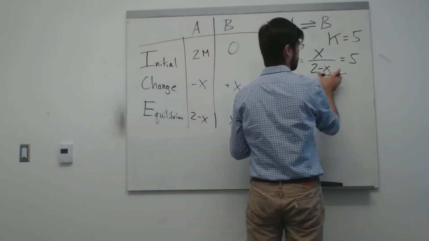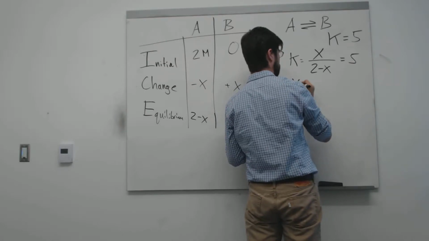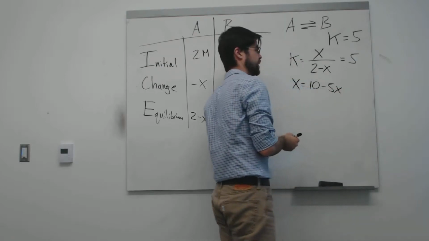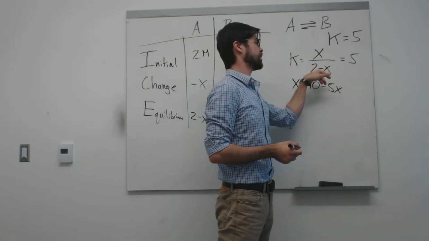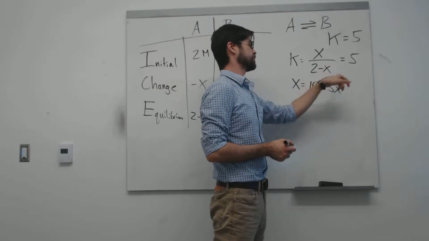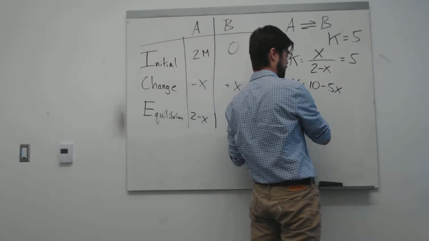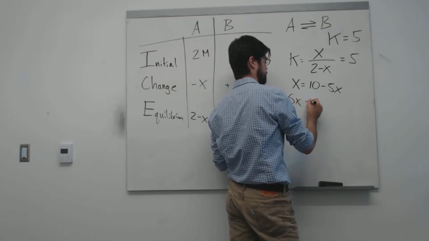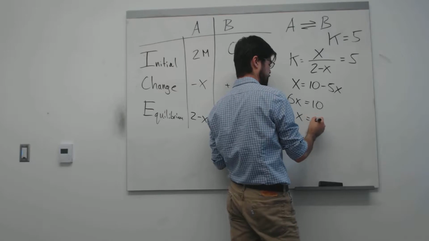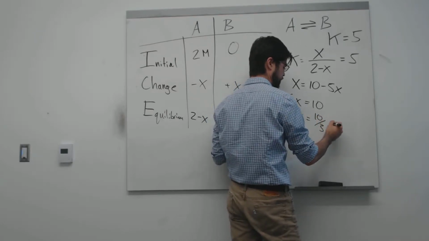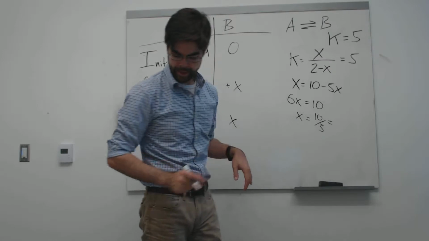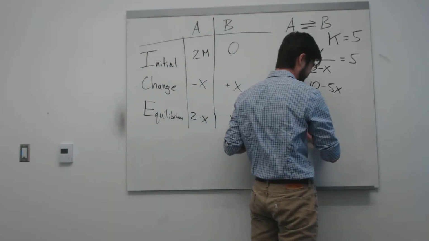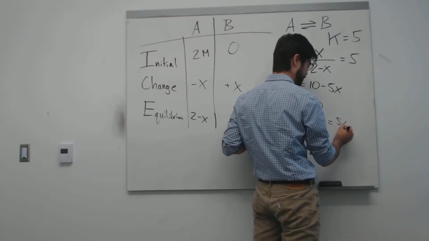So I'll move over the 2 minus x, so I get x is equal to 10 minus 5x. So I multiply this over. 2 times 5 is 10. 5 times negative x is minus 5x, is equal to x. So I can move the 5x over. So I get 6x is equal to 10. X is equal to 10 over 3. And is that it? Oh, no, what am I doing here? 10 divided by 6 is 5/3.